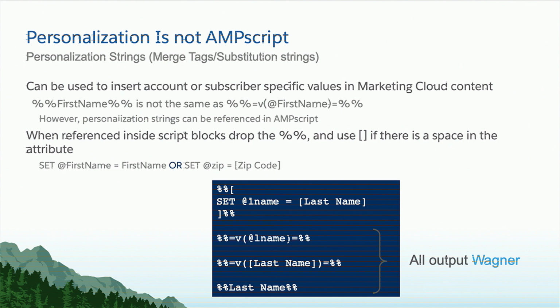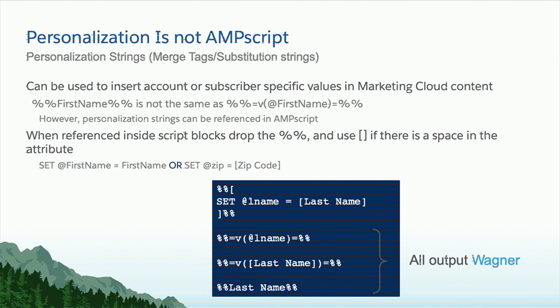But there are also a series of system personalization strings that can be useful to you, depending on which environment you're using, whether it's SMS or email. Again, the underscore subscriber key is really useful. The underscore email ID is useful. And there's a series of others. There's a link in the reference section of this deck that has most of the personalization strings listed out. So again, the syntax is very similar.